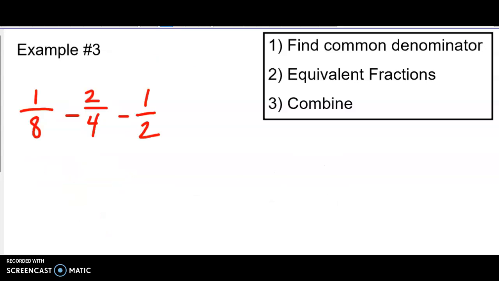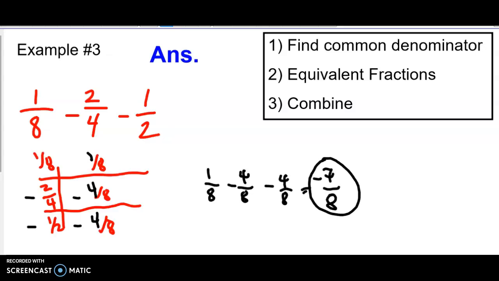All right, stop the video and try this: 1/8 minus 2/4 minus 1/2. We're just looking for common multiples for 8, 4, and 2. So it looks like the common multiple for 8, 4, and 2 is 8. So for the 1/2, when you multiply the 2 times 4, you get 8. Then that 4 is going to be multiplied times 1, which gives me 4.